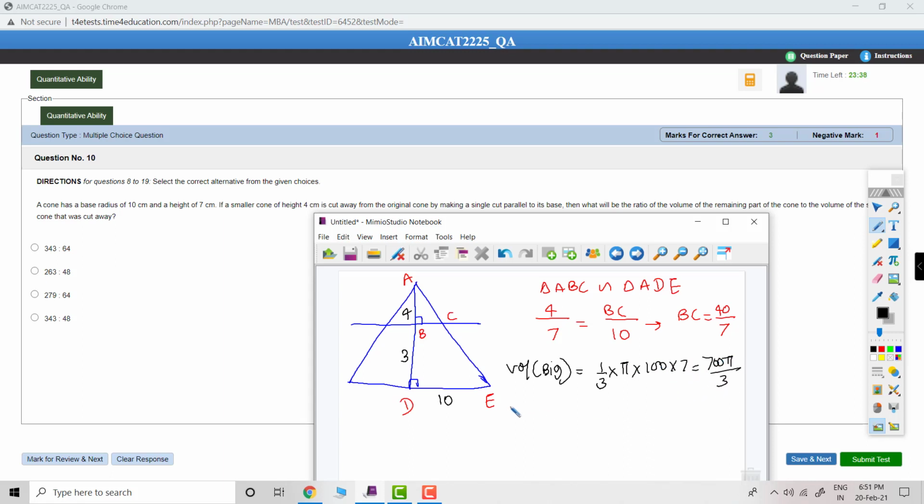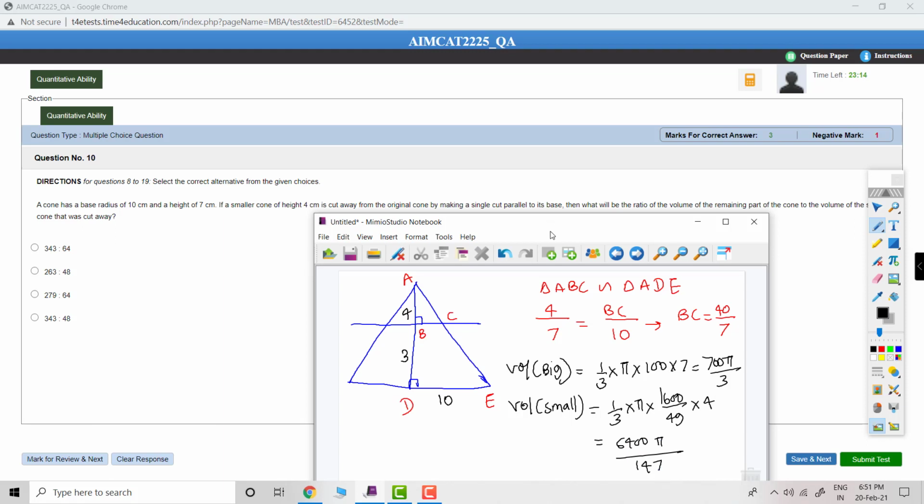Okay, now the volume of small cone, let's calculate. That is going to be how much? 1 by 3 pi into r square will be how much? 1600 by 49. Okay, into height will be 4. Okay, if we solve this, this will be how much? Look here, 6400 pi divided by 149, sorry, 147.